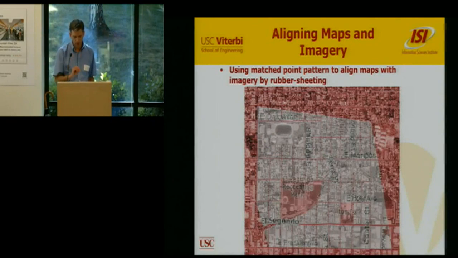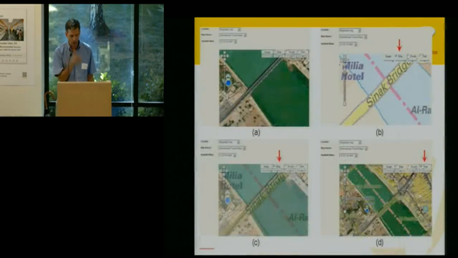The details from the map are superimposed on top of the image. Here's an example of imagery from Baghdad. The upper left-hand corner is an image from Google Maps. On the right, we have a map that corresponds to the same area, and then we've automatically processed this map. And on the bottom left-hand corner, we've superimposed this map and made it semi-transparent.